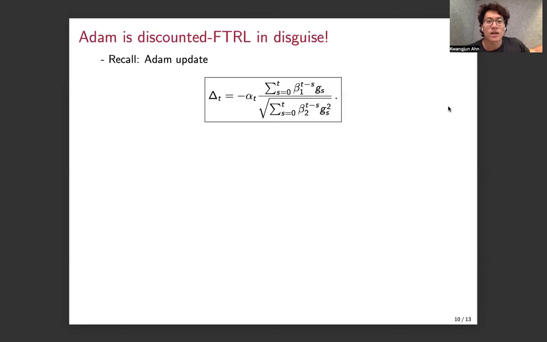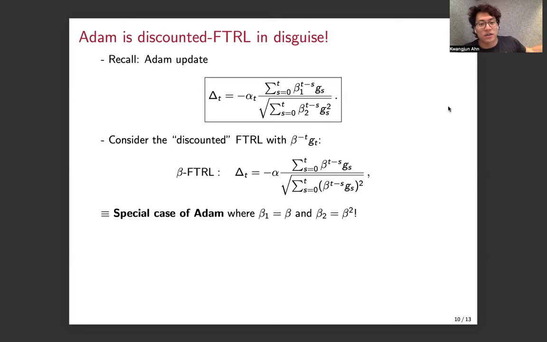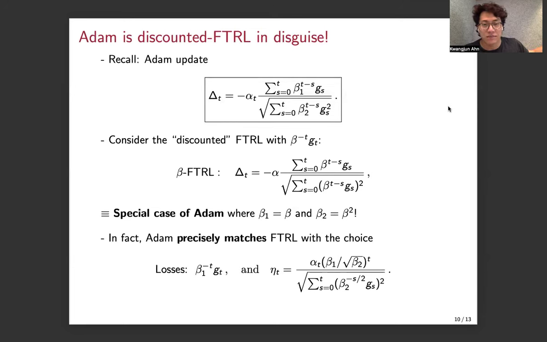So this was the Adam update, as I showed you earlier. And if you consider the discounted version of AdaGrad FTRL, which in turn replaces GT by beta to the minus T times GT, then you get precisely this, which we call beta-discounted FTRL. It's basically a special case of Adam where beta 1 is chosen to be beta and beta 2 is chosen to be beta squared. In fact, Adam precisely matches FTRL with the following choices. This is intended for experts.